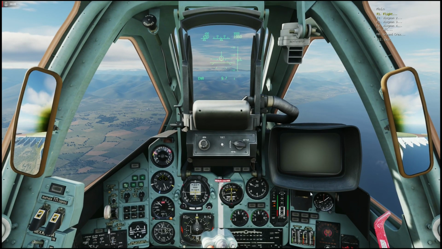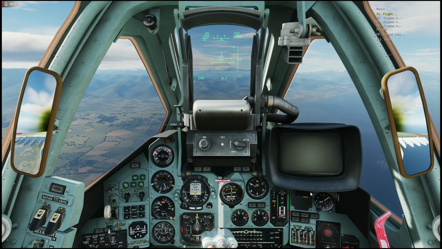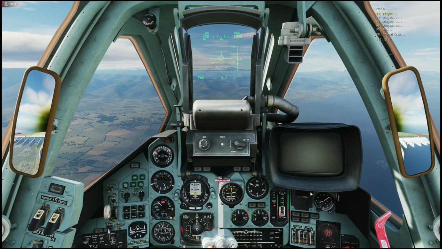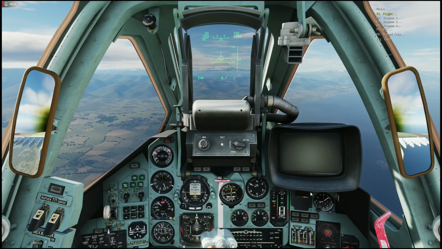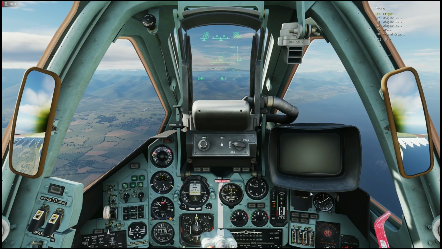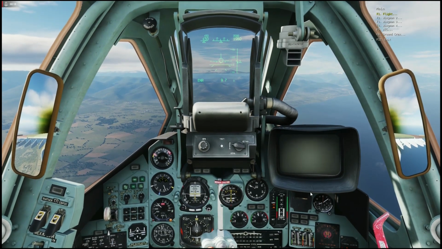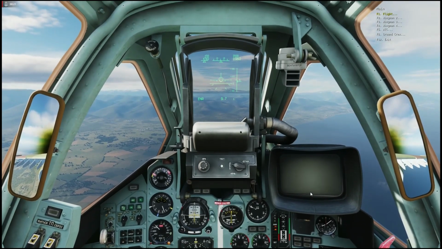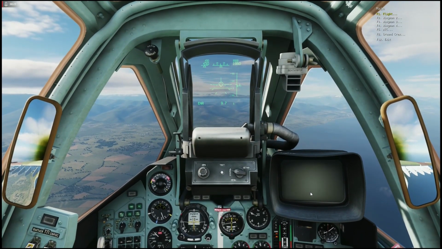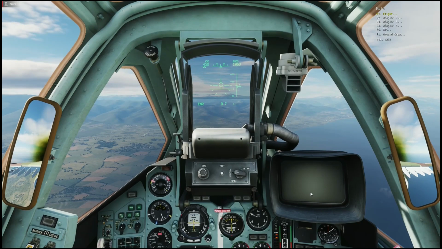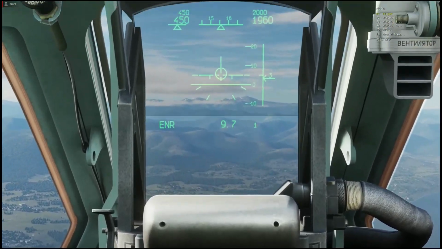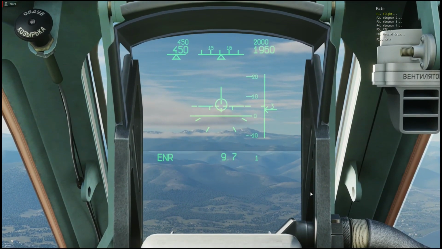This time we're going to take a look at navigation. In the Su-25T we have three instruments helping us to navigate to our steer point. Since we have a proper HUD, we have a very easy way of navigating to our steer point. Let's take a look.